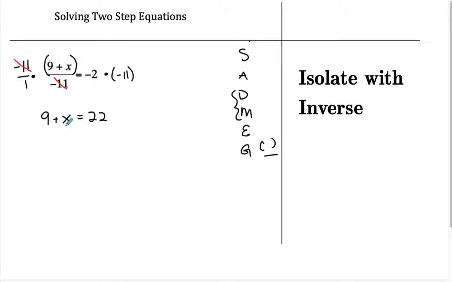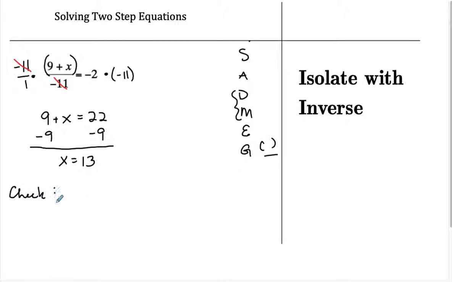So now I look at the x, and the x is being added to 9. So I'm going to undo this positive 9 by subtracting 9. Whatever I do on one side, I also do on the other side. So x is equal to 22 minus 9, or 13.